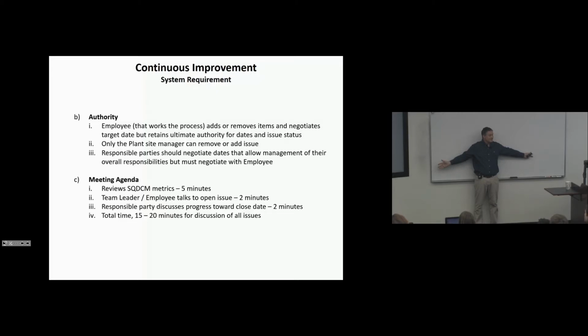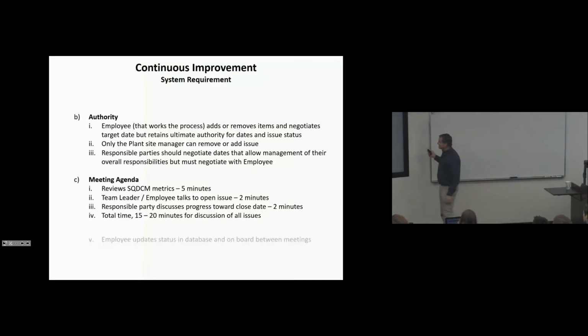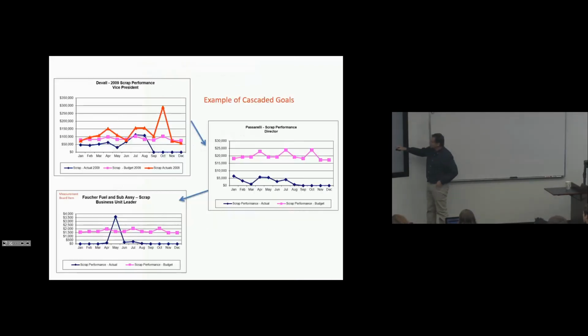It's not theirs. And that was made real clear to us. So if they log the issue, it's going to get fixed. There's no way around it. And somebody's going to have to come to the operator and say, we don't understand. What is it you mean? So they really genuinely have true authority. It's scary for a manufacturing operation to do that. It almost sounds like communism or something, doesn't it? Anyway, employees update status in the database on the board between meetings.